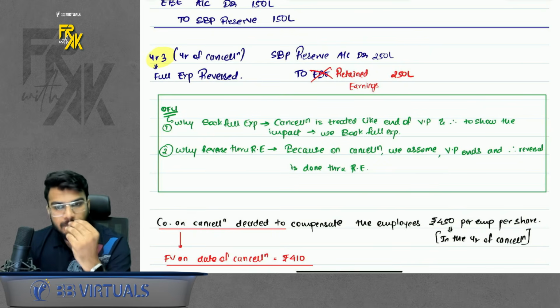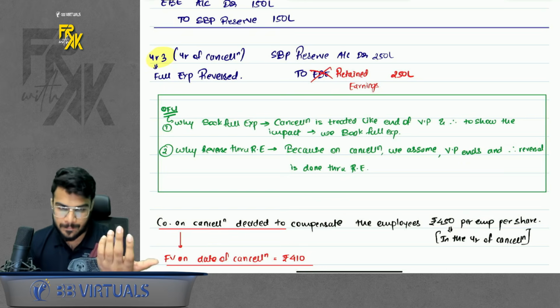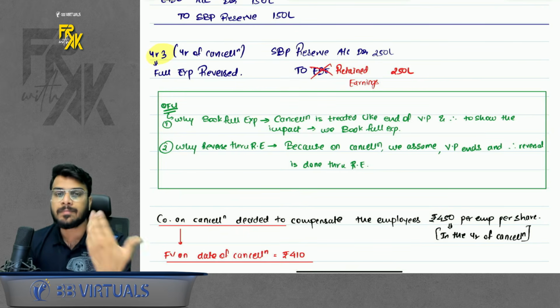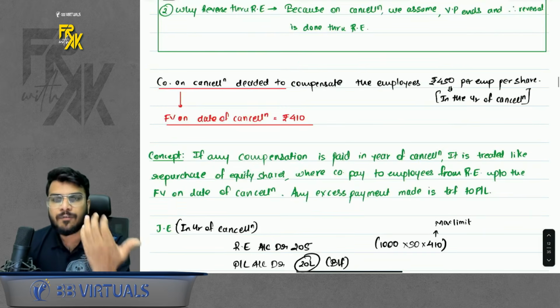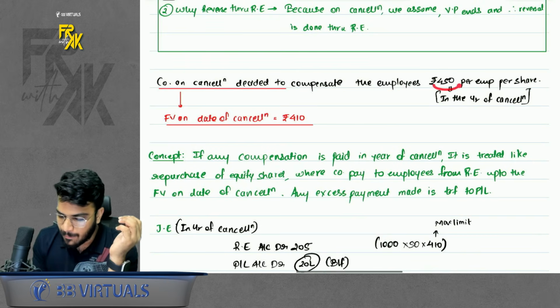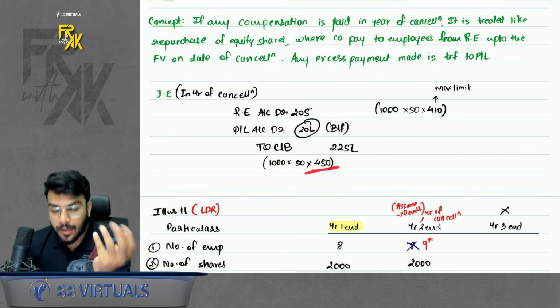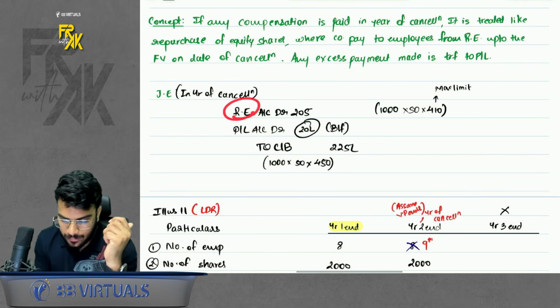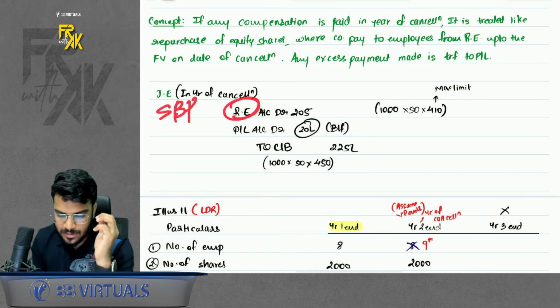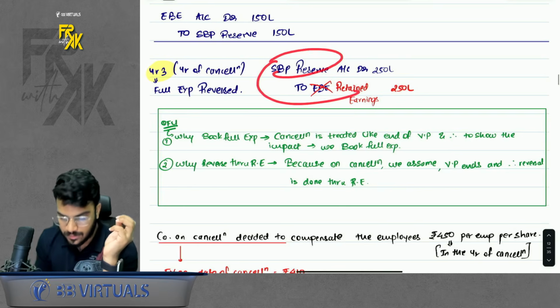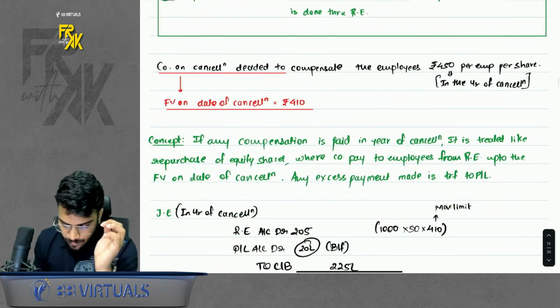Third thing, sometimes in cancellation the company pays some compensation. So make the payment for that compensation. Let's say company is making the payment for 450. So pay that compensation as per 450. But when you pay, you will pay from retained earnings. Why not from SBP reserve, sir? Because all SBP reserve have already been reversed. Okay. So you will pay off from retained earnings.